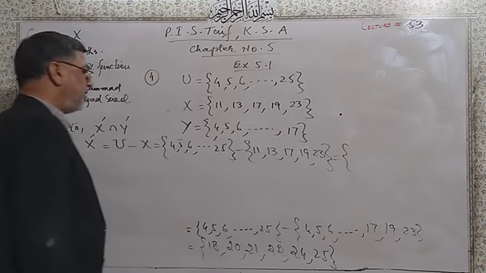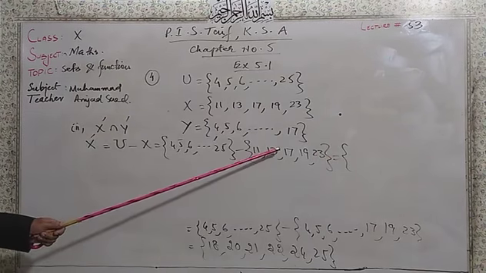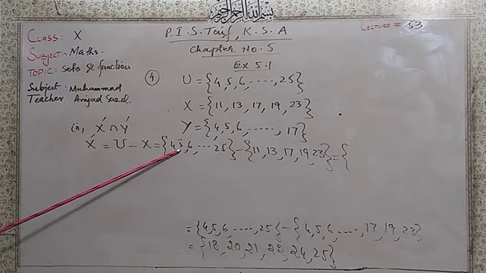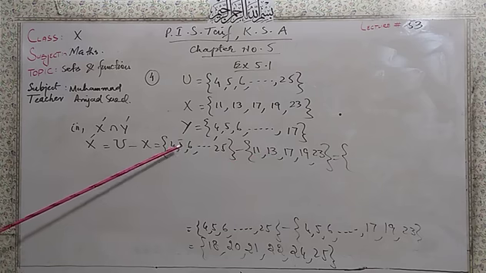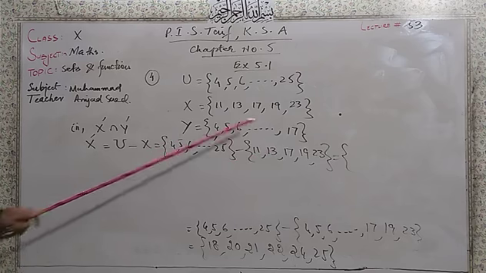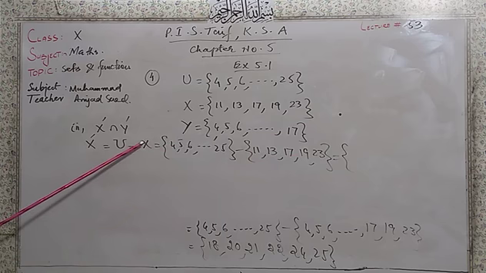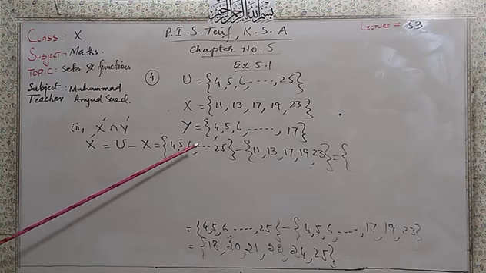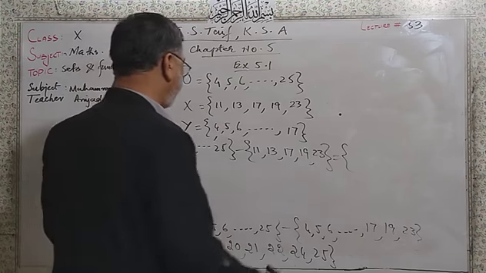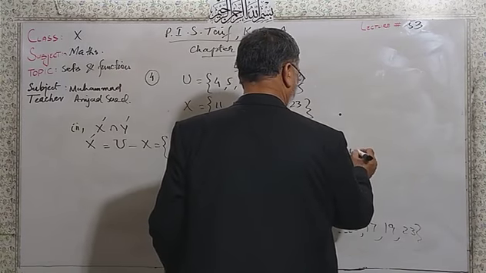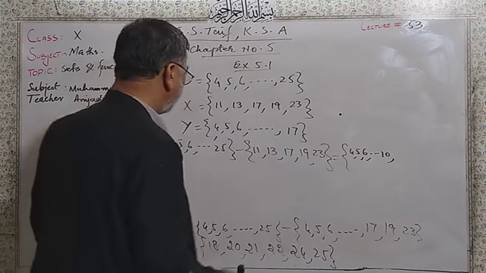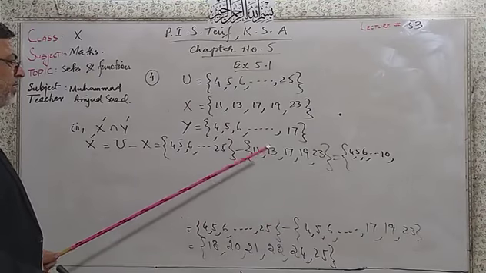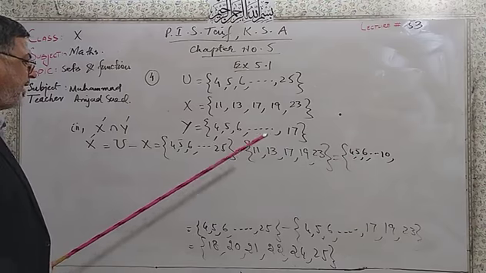So we are left with, subtract these members from universal or cancel these numbers from here, and the other numbers will be written. Universal minus X means the members of universal set which are not in X, they will be written. So here is 4, 5, 6 up to so on 10.